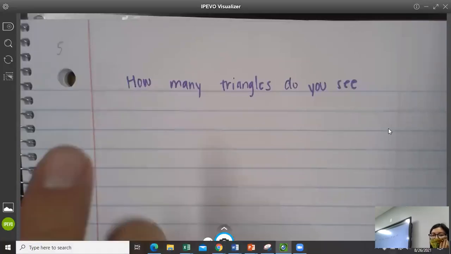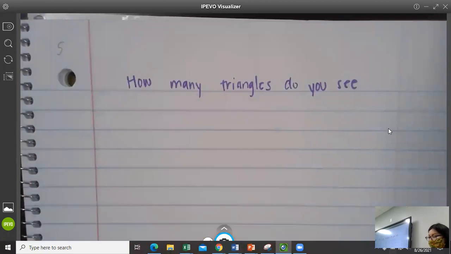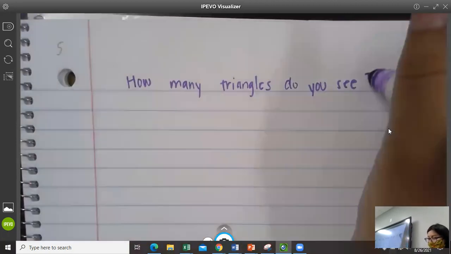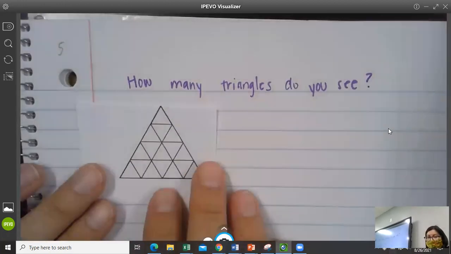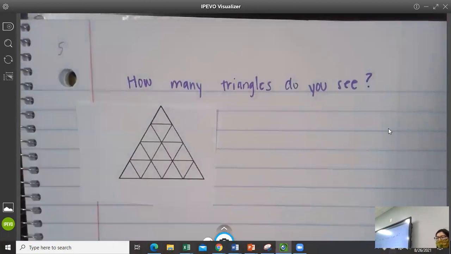This is page 5, and the title is How Many Triangles Do You See? What we're going to do is glue this in our journal. If you don't have this, then you can just draw it. I gave this to you in class, but if you have lost it or don't have it now, I'm recording, by the way. It's just recording the screen. So we are going to talk about how many triangles there were.